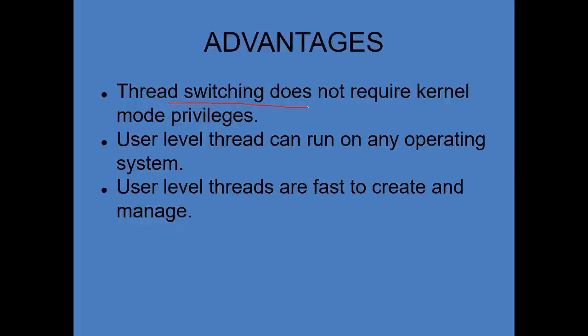Advantages: thread switching does not require kernel mode privileges. So thread switching does not require permission, because it is done through system calls. User level threads can run on any operating system. User level threads are fast to create and manage because they don't require permission from the kernel, so the response will be fast and they will be created fast.